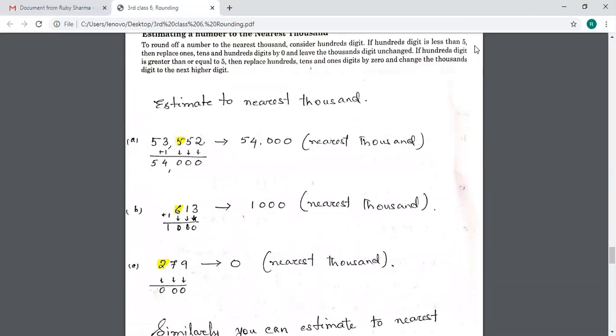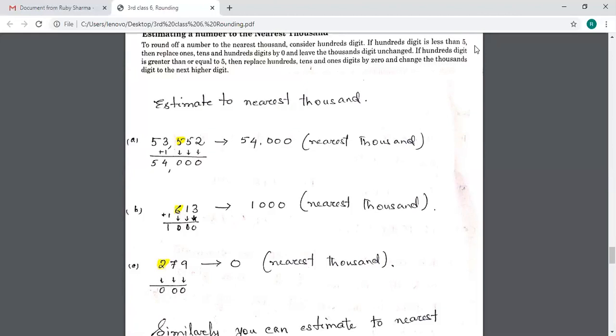So here we have to check the 100th digit. If it is less than 5, then replace the ones, tens, and hundreds digits by 0, and the thousands digit remains unchanged. If the hundreds digit is greater than or equal to 5, then the ones, tens, and hundreds digits will be 0, and we have to add 1 to the thousands digit. So I have done it similarly.